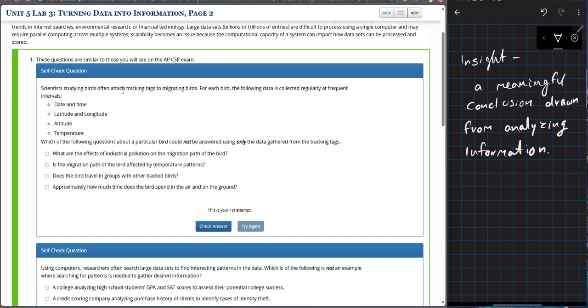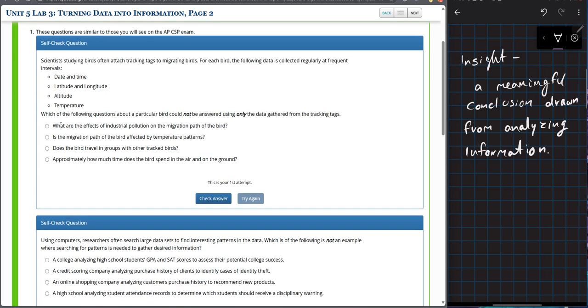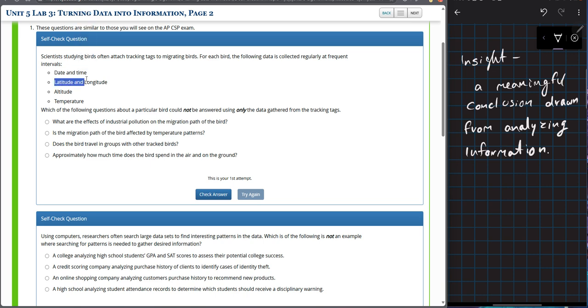Scientists studying birds often attach tracking tags to migrating birds. For each bird, the following data is collected regularly at frequent intervals. So you have date and time, latitude and longitude. This is the location. Altitude, so how high they're flying, and temperature. Which of the following questions about a particular bird could not be answered using only data gathered from the tracking tags?